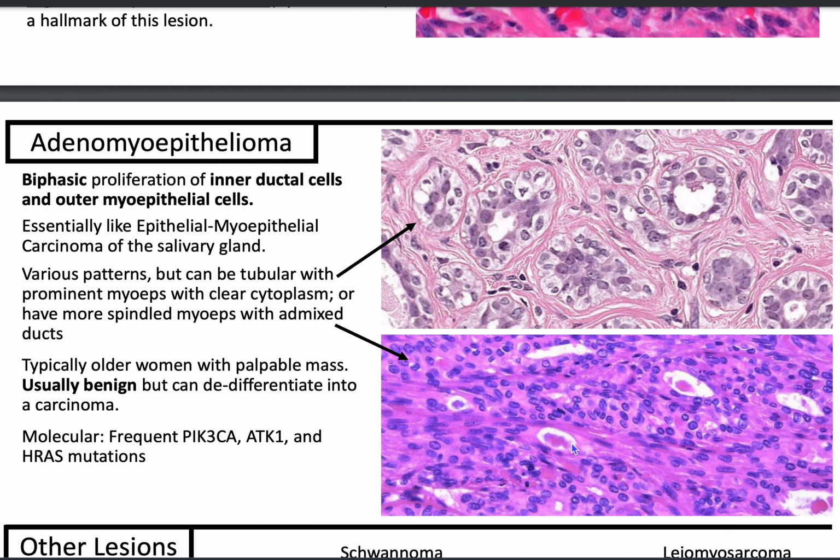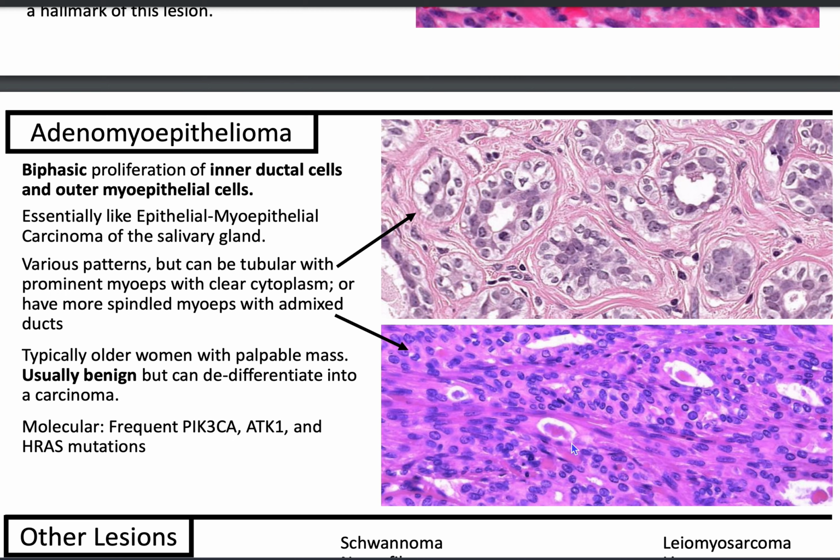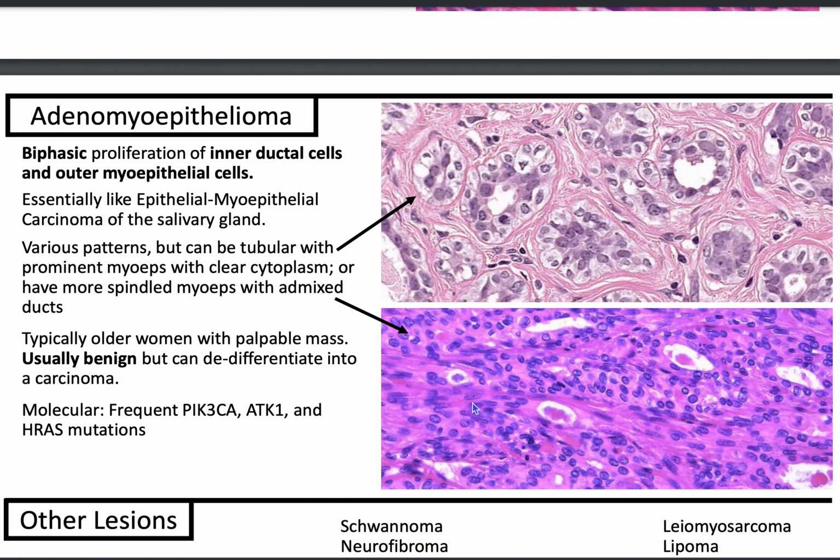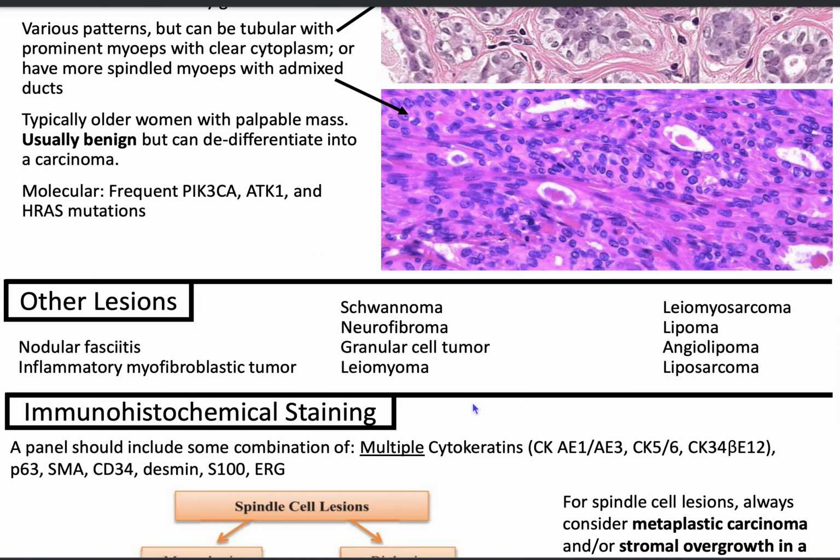Clinically, you'll see these in older women with a palpable mass, usually benign, but you have to be careful because it can de-differentiate into a carcinoma. Molecularly, it's frequently driven by PIK3CA, AKT1, and HRAS mutations.